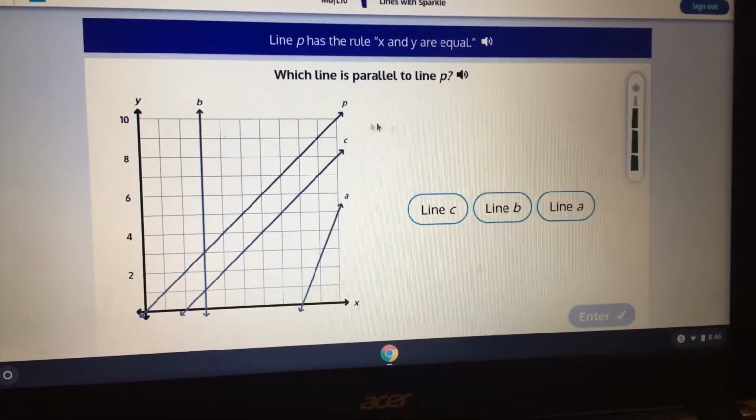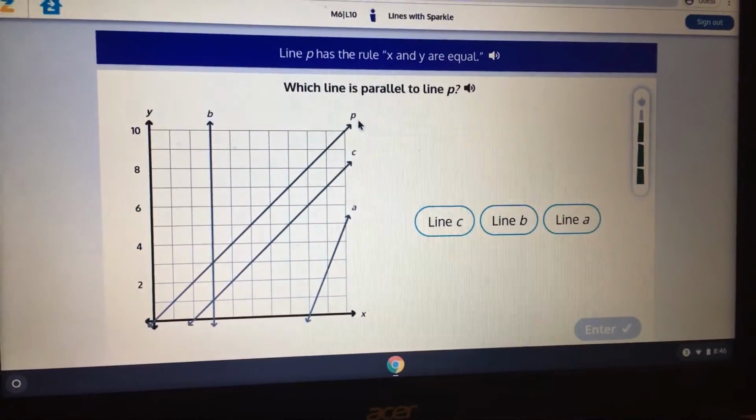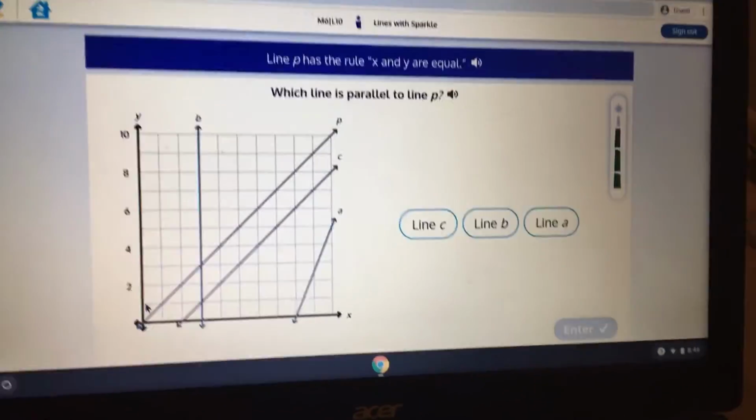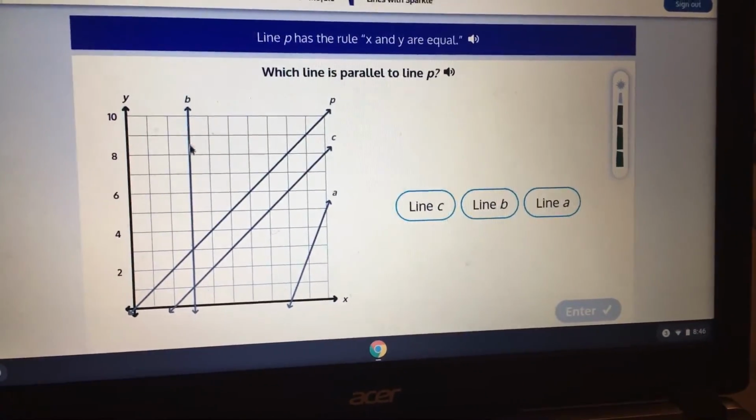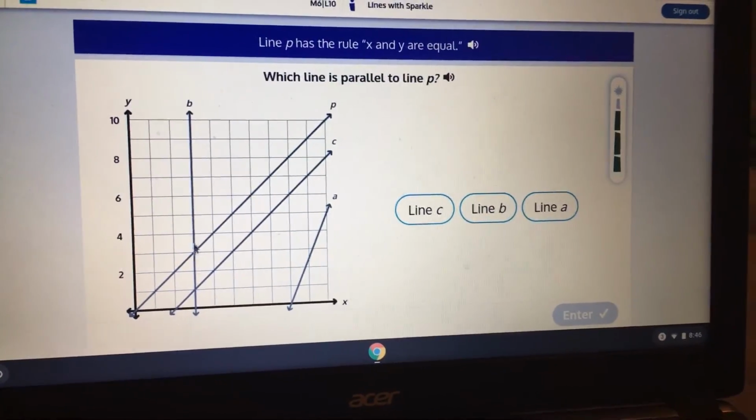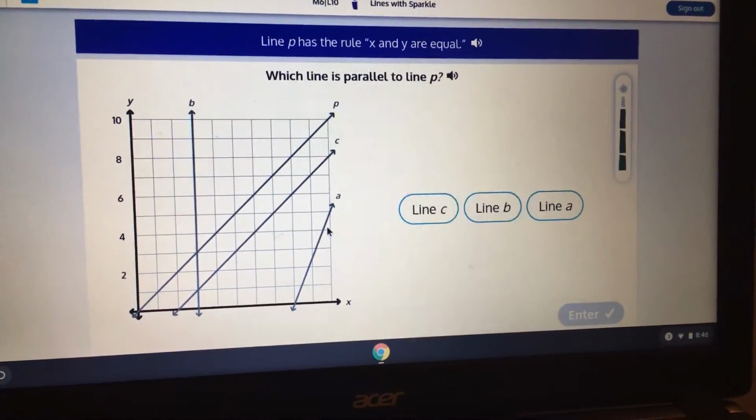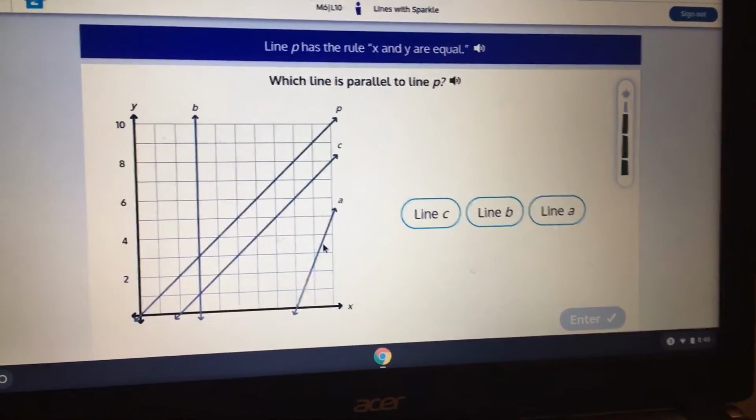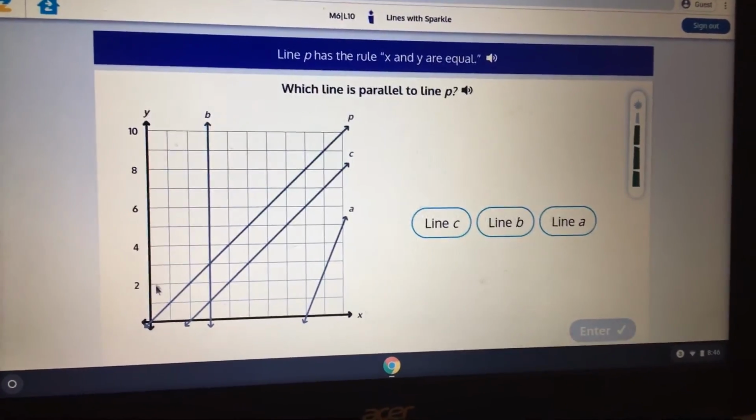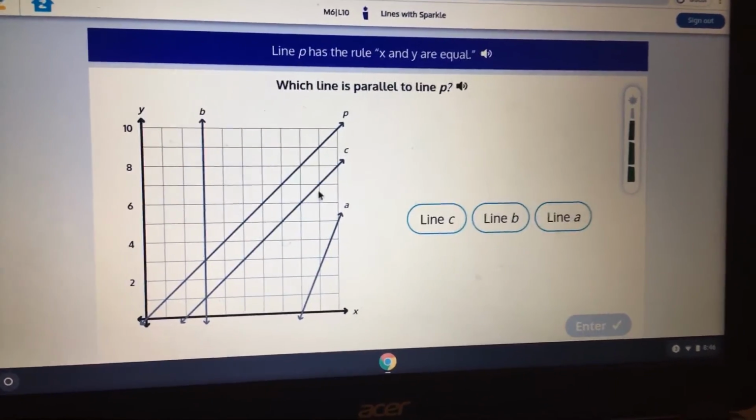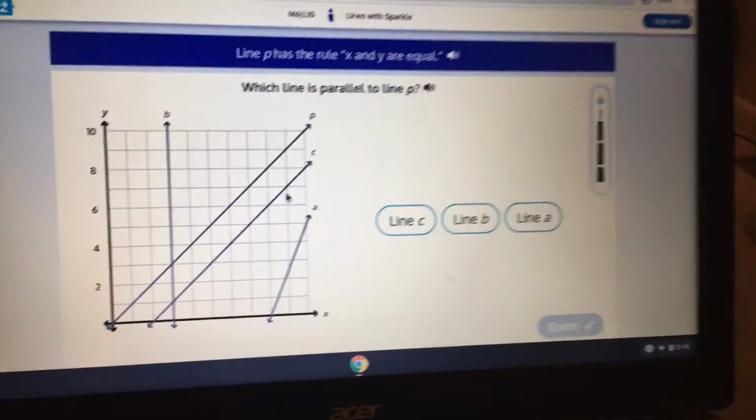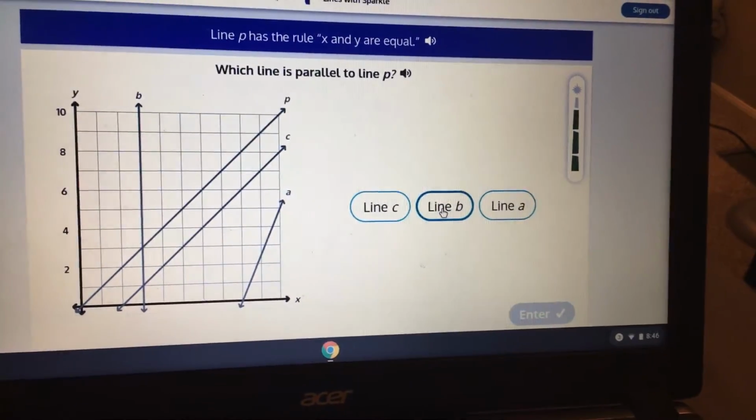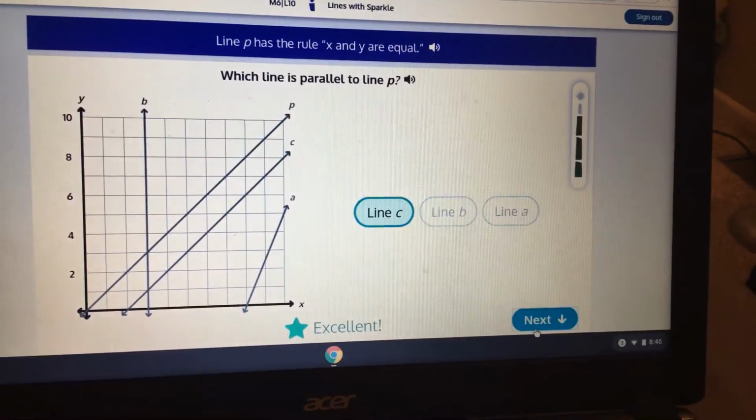All right, last one. Which line is parallel to line P? Well, here's line P. And remember, perpendicular are lines that intersect. So this line intersects with both line P and C. Okay, and eventually if we were to draw line A and line B out, they would eventually intersect due to the angle of line A. Parallel lines never intersect and run the same direction. So we look at this, line P and line C are parallel.